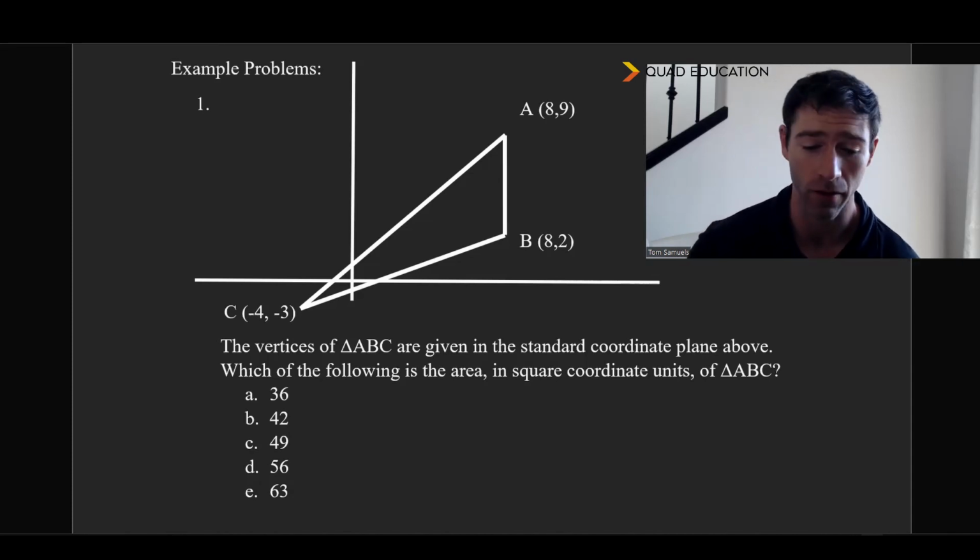All right, let's take a look. So looking at the question here, the vertices of triangle ABC are given in the standard coordinate plane above, which of the following is the area of the triangle?